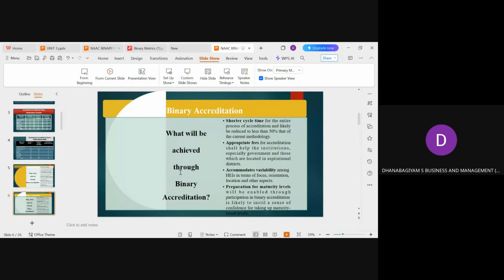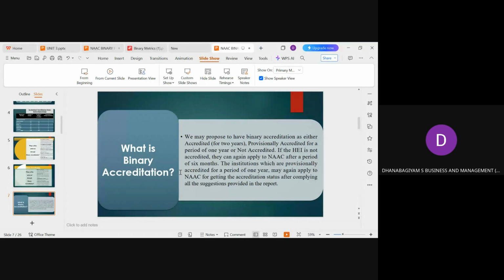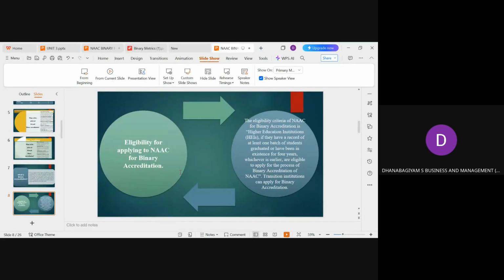Since there is no peer team visit, there is also less operational cost included in this. So these are all the great advantages we can talk about in this binary accreditation system. Now, when you talk about eligibility for applying to NAAC for binary accreditation, the institution should have at least one batch of students graduated, and the institution's existence should be at least 4 years.